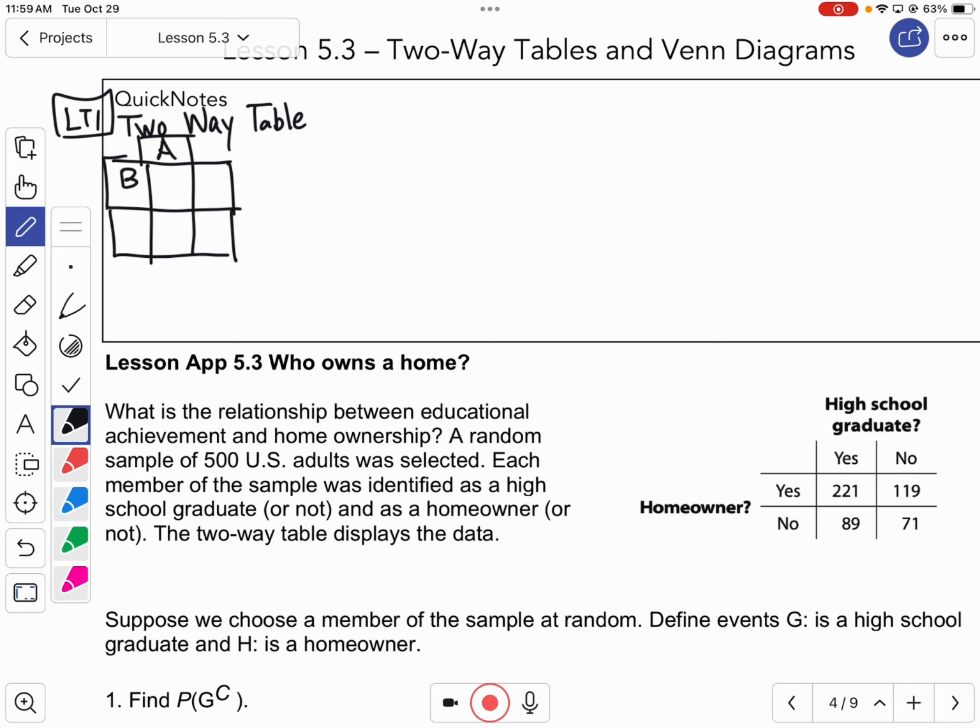Okay? And so with those two events, there's the yes and the no for those events. What was the new word we learned yesterday for "not something"? Do you remember? It starts with a C. Complement. Yep. So this one would be A and not A, B and not B. Remember, that just means not.